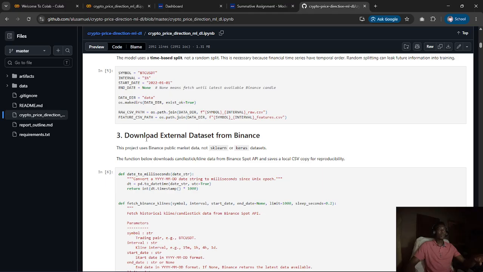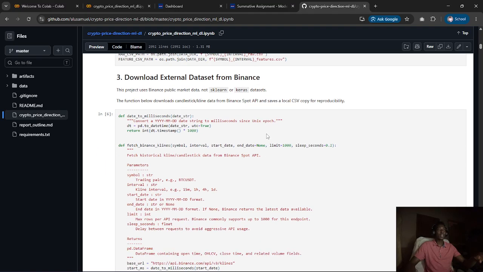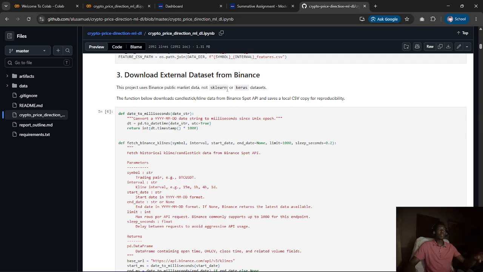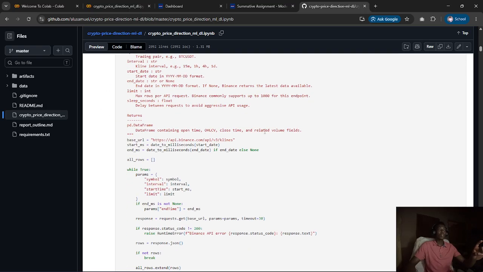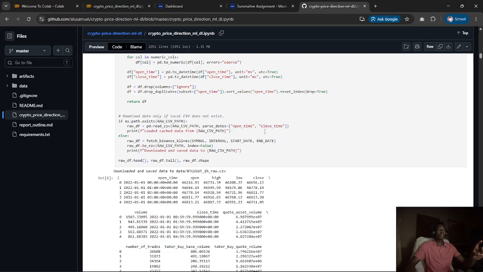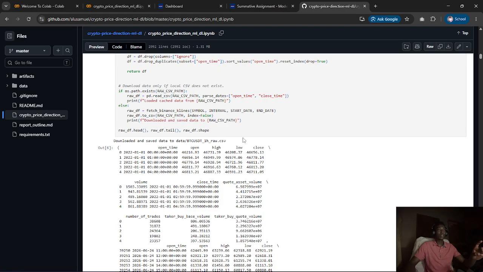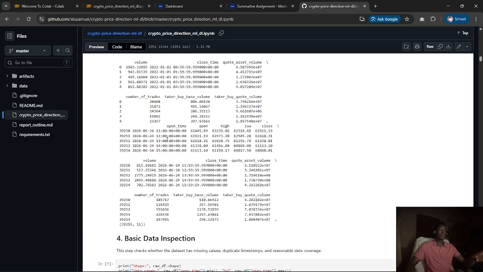In the notebook, we can see we have a downloadable dataset from Binance. Here, we make sure that we are not using Scikit-learn datasets, as you can see on the dataset. So this was the one and the result. Okay, downloaded all the dataset we needed for BTC/USDT 1 hour, as you can see right here.